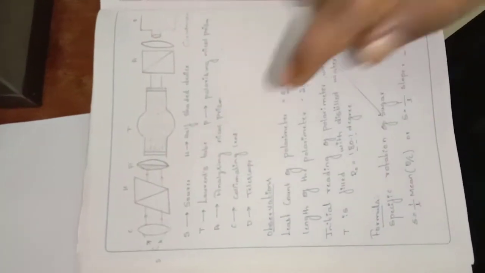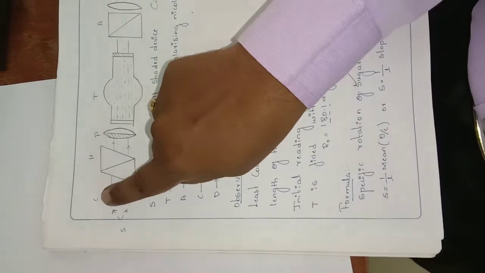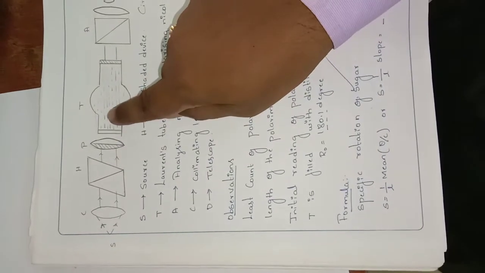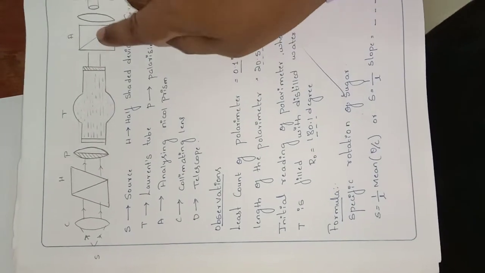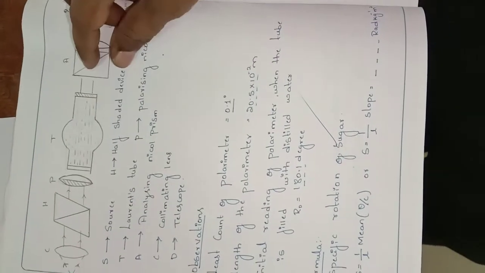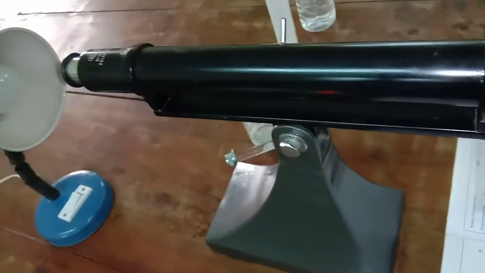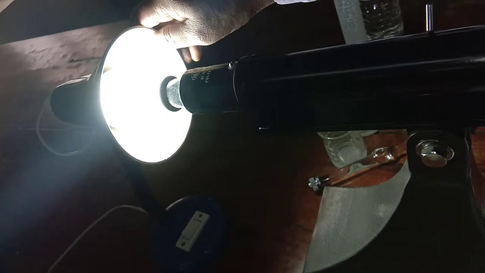In the polarimeter, this is a source, this is a condensing lens, this is a polarizer and half-shade plate, and a tube that consists of a liquid, an optically active substance, and an analyzer, another lens and the eyepiece. This whole instrument has been fitted into the tube. This is called a polarimeter. This is called the source here. The source is kept very close to this polarimeter.